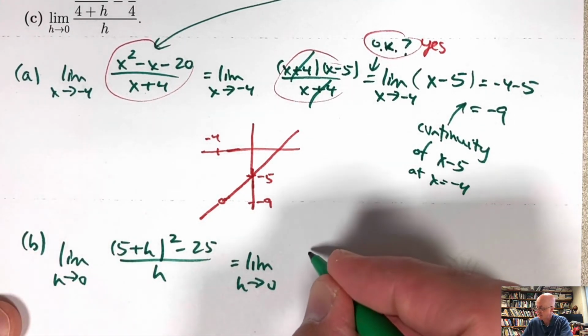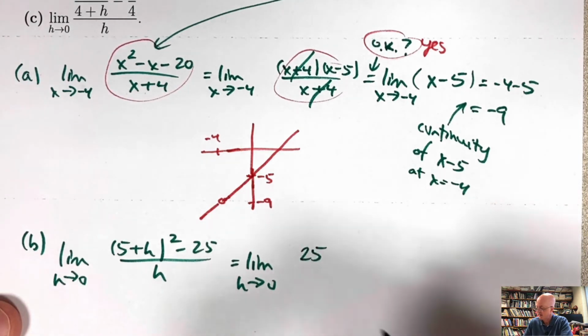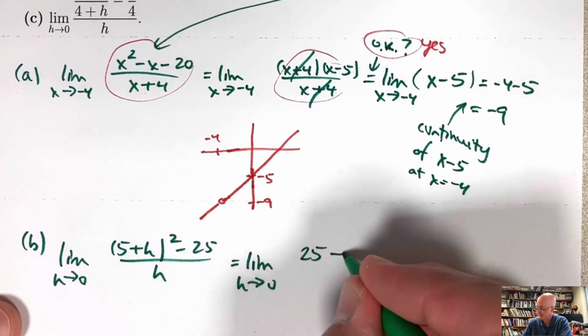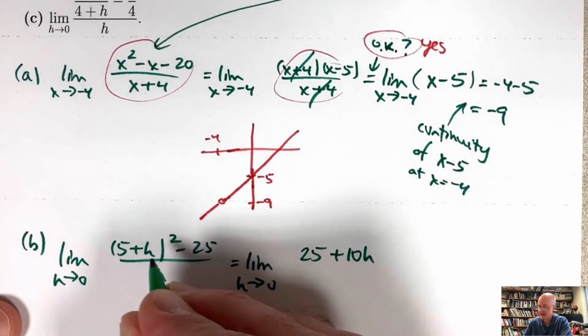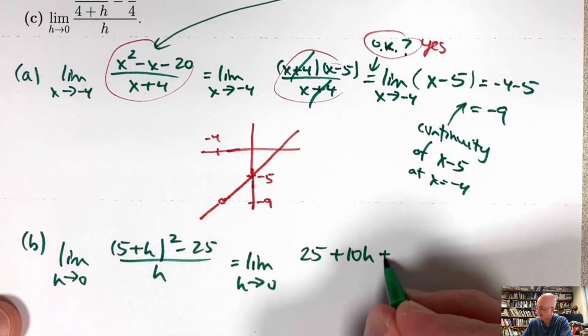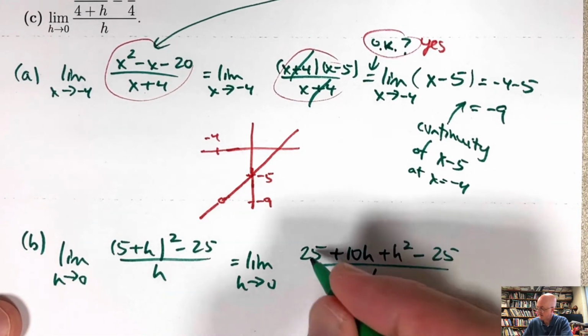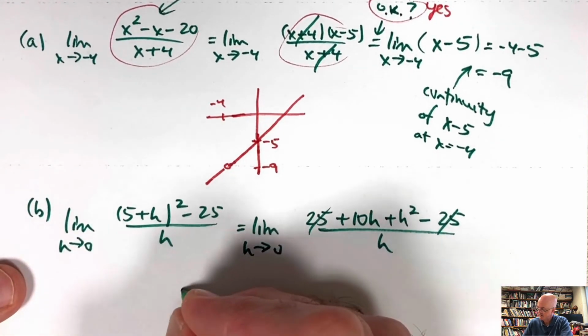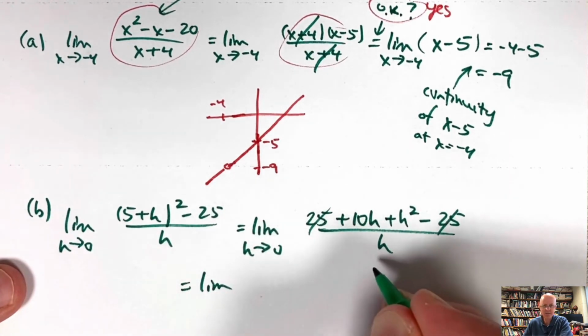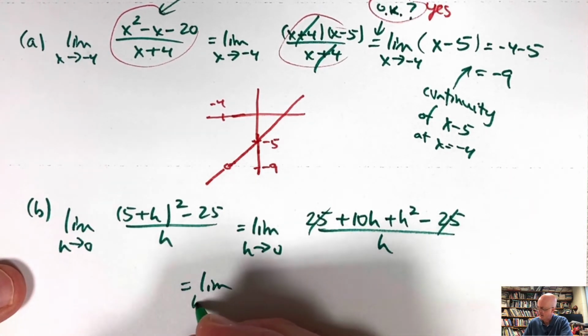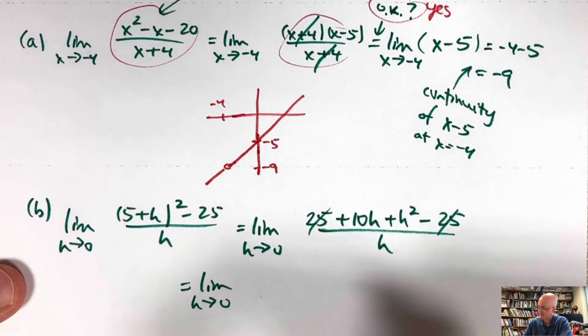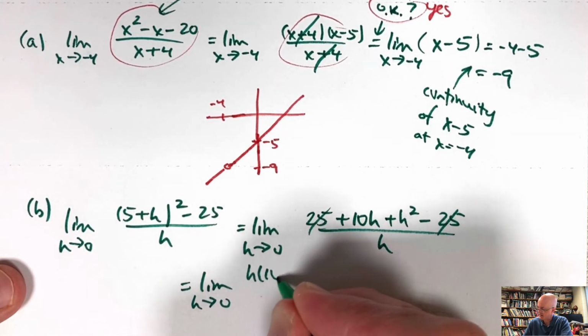First times first is 5 times 5 is 25. Outside times outside and inside times inside are both 5h. Add those and get 10h. And then last times last is h times h is h squared. Simplify, the 25s cancel. On the top, we'd like to be able to plug in 0. We can't yet because we'd be dividing by 0, but you can factor an h out of the top like this.